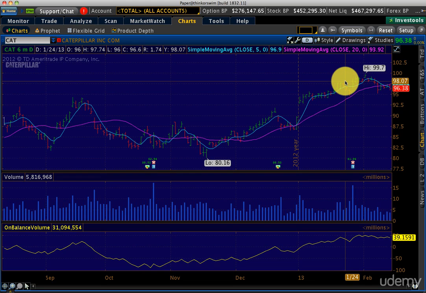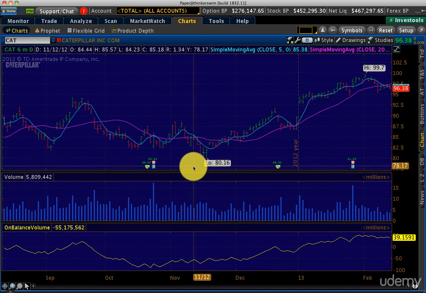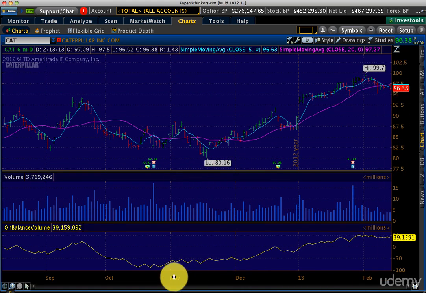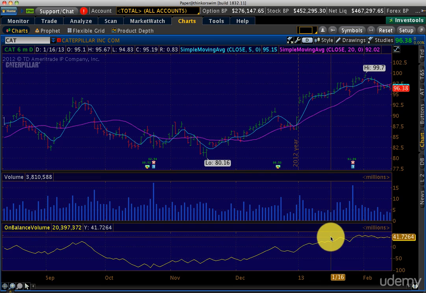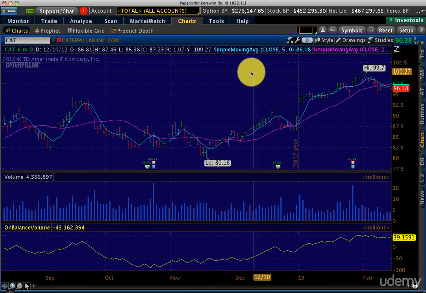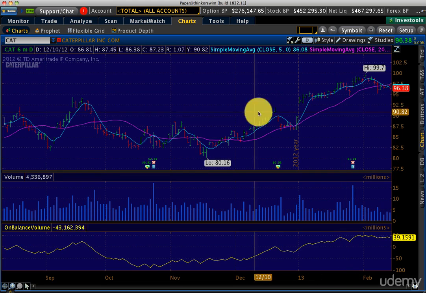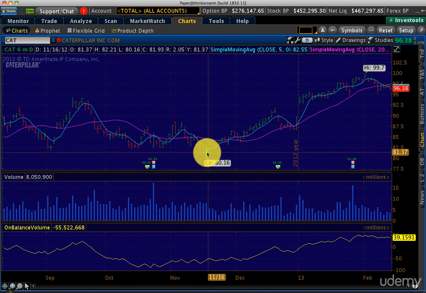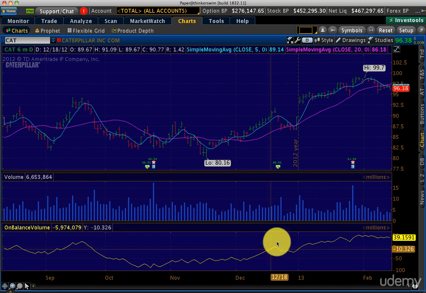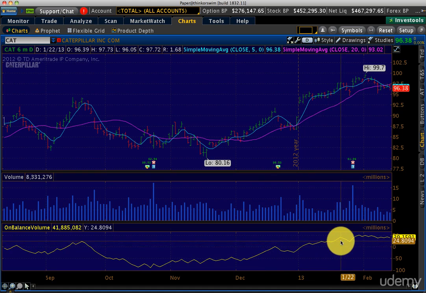Here we have Caterpillar, and you can see that from a low of 80, Caterpillar's made a nice move, and even the on-balance volume is confirming that. So at times like this, the on-balance volume does not indicate that there is some opportunity in Caterpillar. The only thing it's doing is confirming the price action and telling us that, okay, volume is coming in and therefore more money is pouring into the stock rather than coming out of the stock.